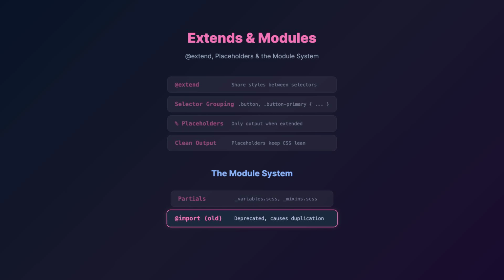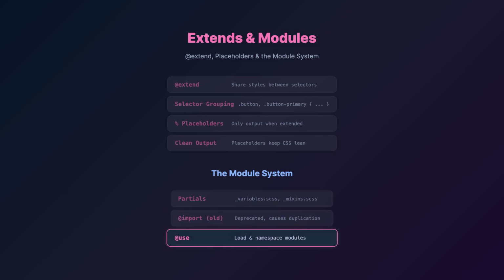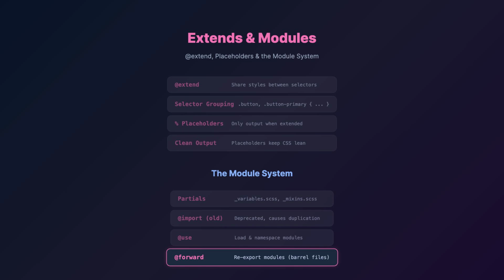The old way was @import, but @import is deprecated. The new way is @use and @forward. @use loads a module and namespaces it. @use 'abstracts/variables'. Then you access it as variables.$color-primary.